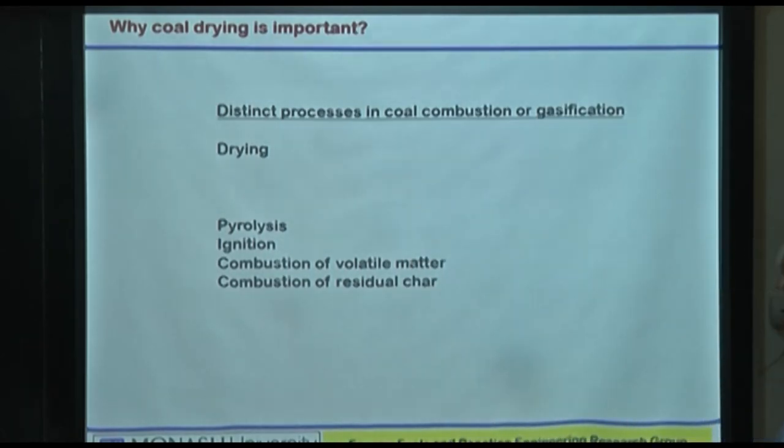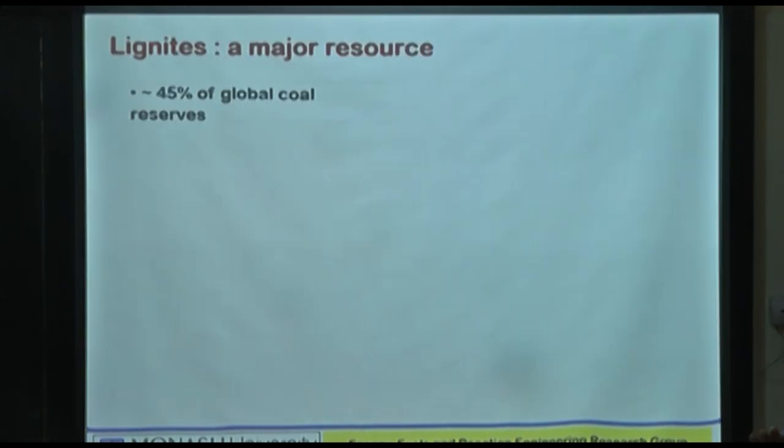I will come back to it a bit later. Drying is an integral part, the first part of any coal processing, whether it is a combustion-based technology or a gasification-based technology. The reason I thought we should talk about coal drying first, before we go into anything else, is that there are whole varieties of coals available.